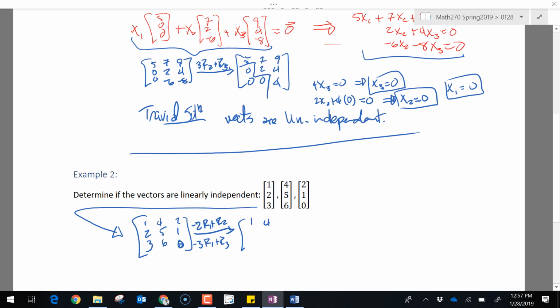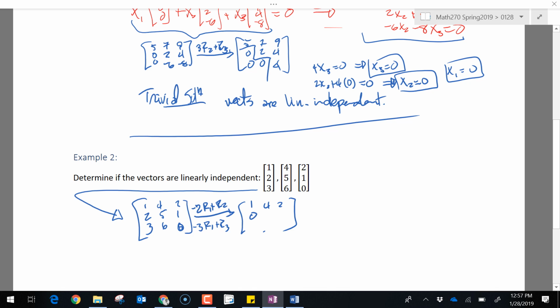So 1, 4, 2 for the first row. The second row, we're multiplying the first row by -2 and adding it. So that's going to give us a 0 here. That's what we want. So -2 times 4 is -8. -8 plus 5 is -3. And -4 plus 1 is -3.